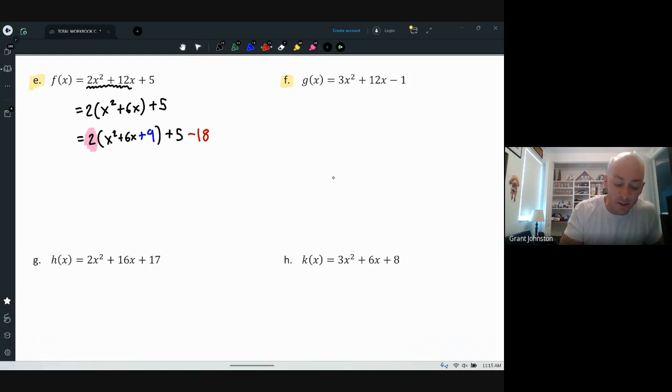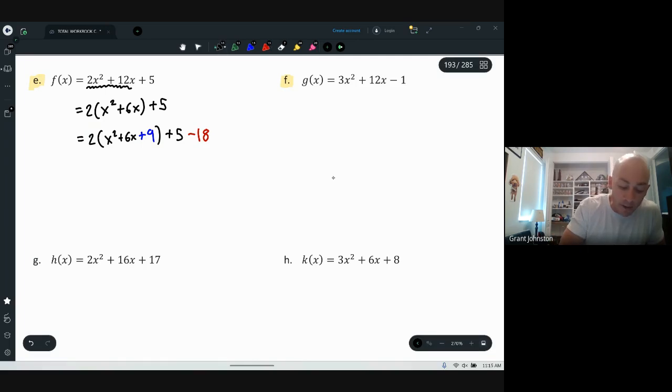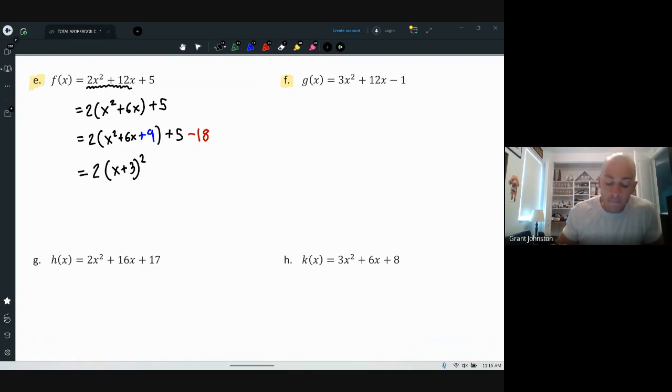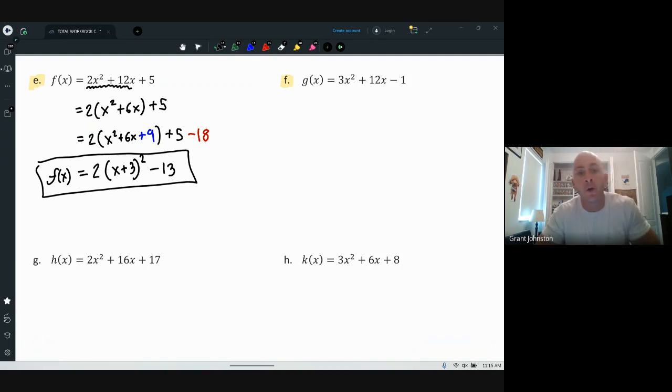And if I lost you there, I am sorry. This is quite difficult. But now we can finish this problem up because x squared plus 6x plus 9 factors into x plus 3 squared. And then 5 minus 18 is negative 13. So this is in vertex form.